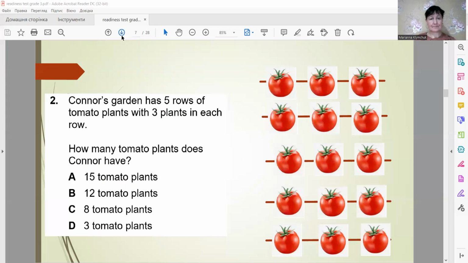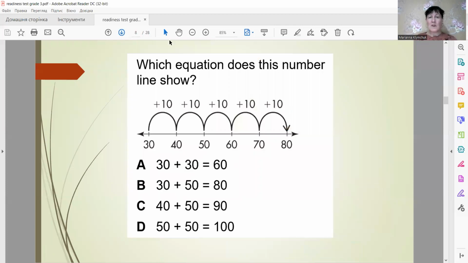Okay, next task. Which equation does this number line show? Okay, first of all, we have a look at the number that this number line starts with, okay? This number line starts with number 30, okay? So we don't choose this one because the start here is 40. We don't choose this one because here we start with 50. No, and no. Now we have 2 options only with 30.